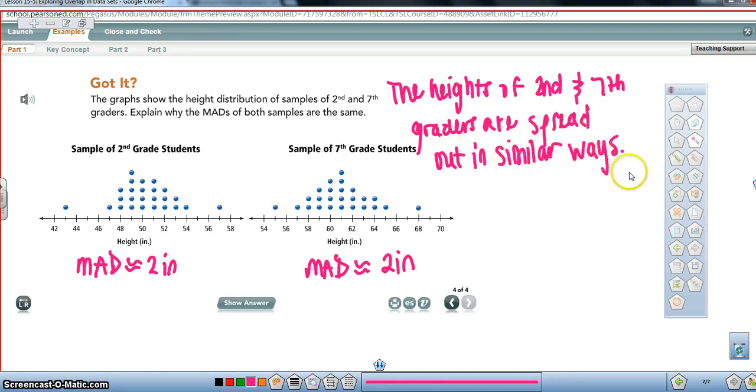So it's not that how tall they are is the same just because the MAD is the same. It's about how spread out they are. Even if you look at the picture, it's all kind of grouped together in a similar way as the 7th graders, even though they're taller. So it's important that the mean absolute deviation is interpreted as how spread out the data is. All right, go ahead and move on to part 2 of this video.